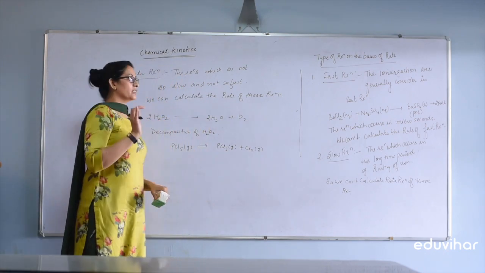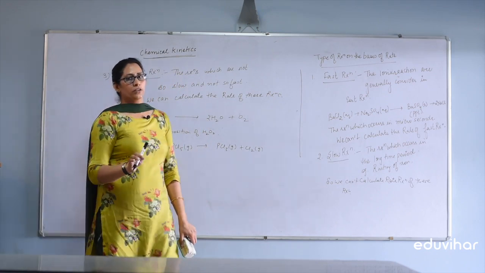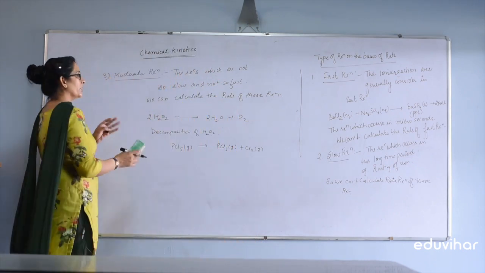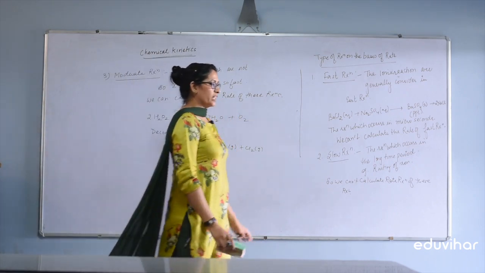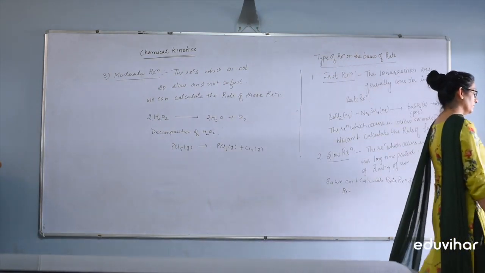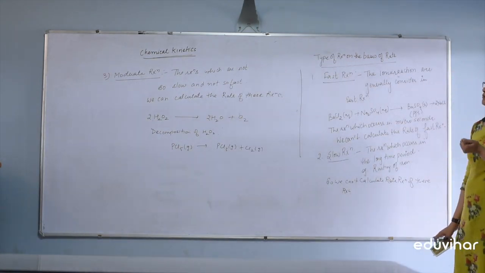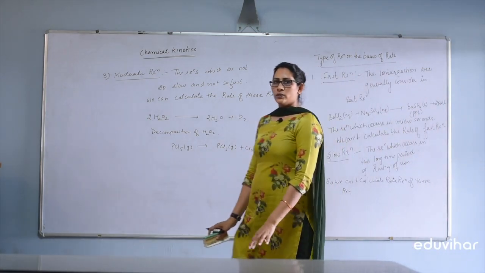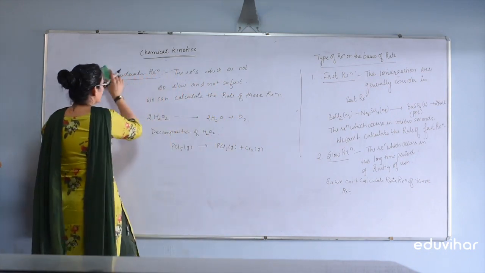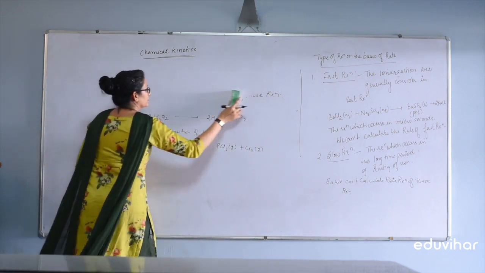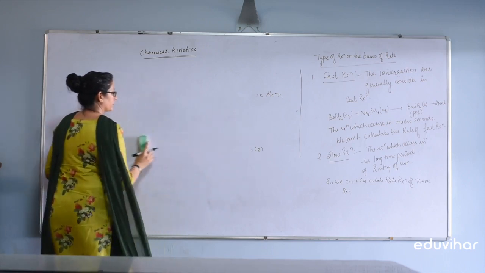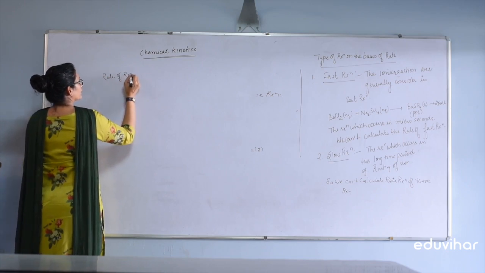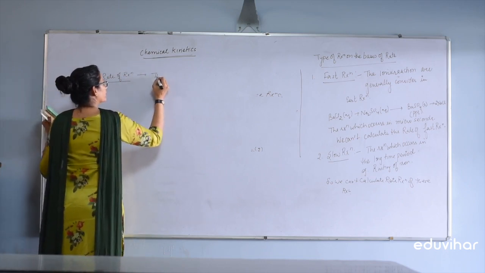Our next thing is how we can calculate the rate of reaction. Rate of reaction means speed of reaction. To calculate the rate of reaction, please first note down each and everything. Okay, next we started with the rate of reaction.